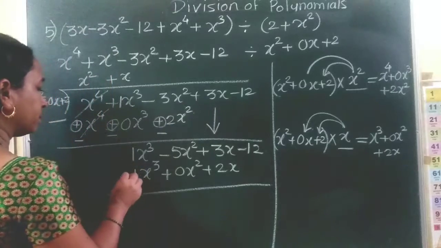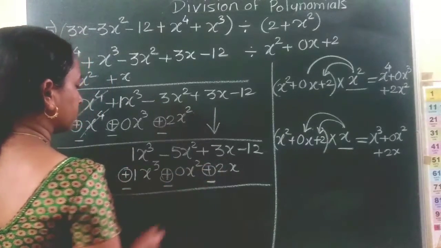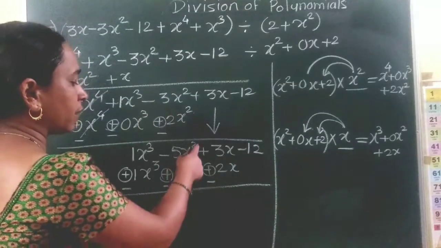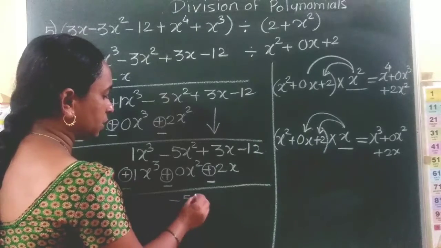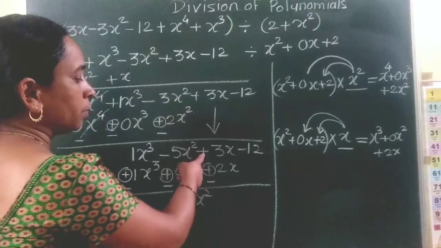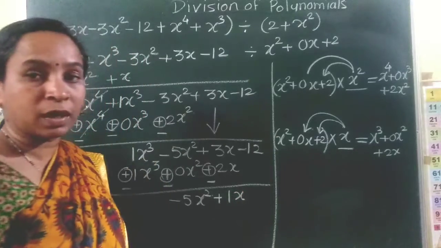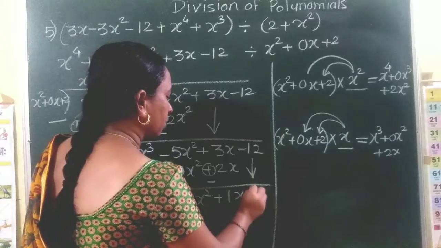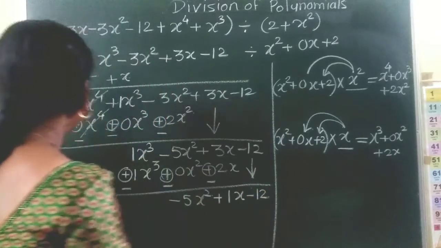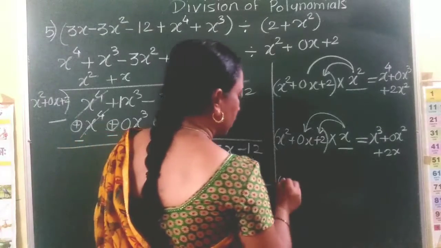Change the sign. Here minus 5x square and minus 0x square. That means the answer would be minus x square. Plus 3 minus 2 plus 1x, the answer will get the sign of the bigger number, and minus 12, the remaining term, would come down. We will check here x square, here 5x square.